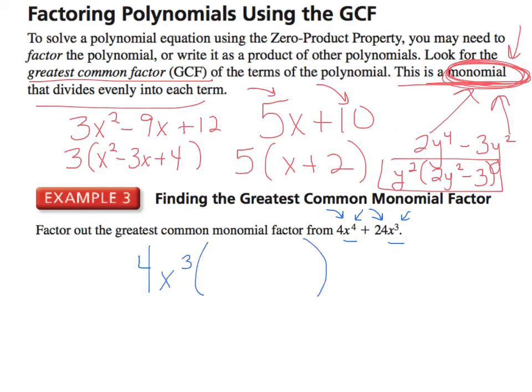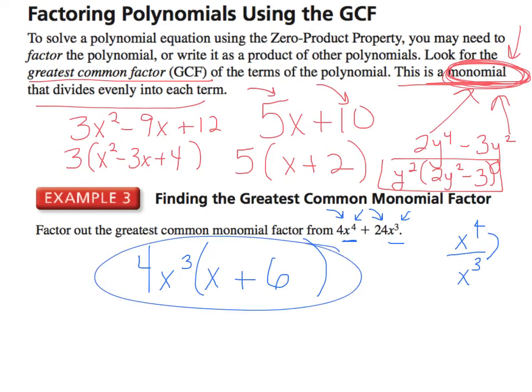So if you divide that out, this should not be difficult because all you're doing is dividing. You're going to take 4 divided by 4, which leaves you with 1. X to the 4th divided by x to the 3rd, you're taking 3 of them away, and it's x, because if you're dividing, you subtract the powers. That's why we get x to the 1 right here. Plus, now I take 24 divided by 4, I get 6. Here you're taking x to the 3rd divided by x to the 3rd. Well, anything divided by itself is 1. So my answer is 4x to the 3rd times x plus 6.